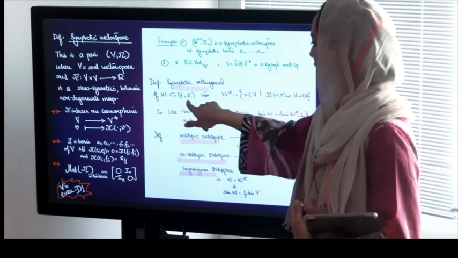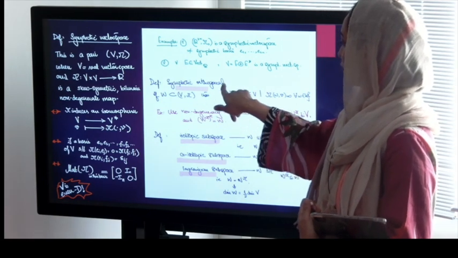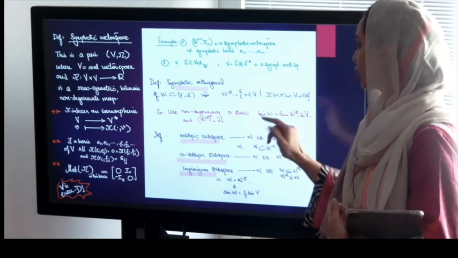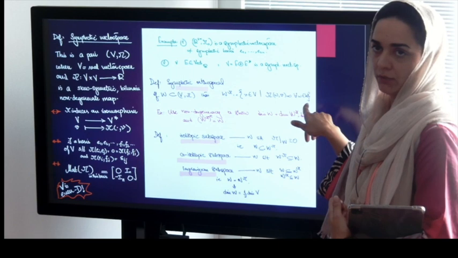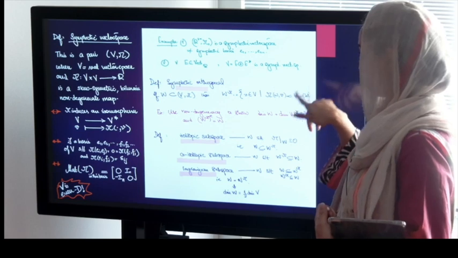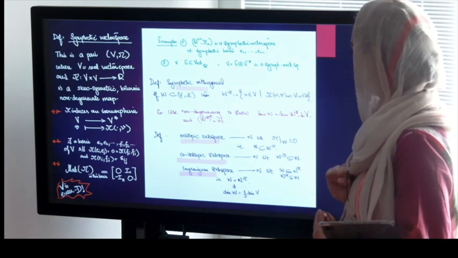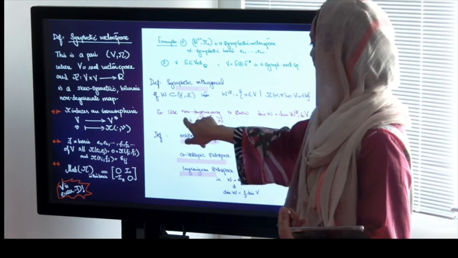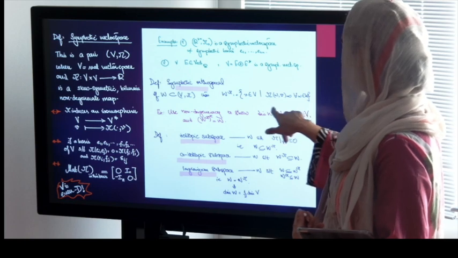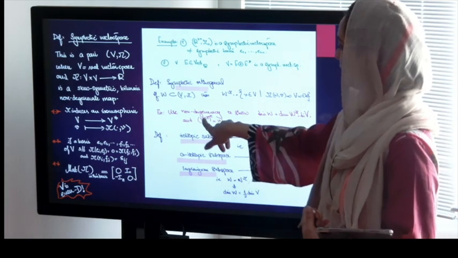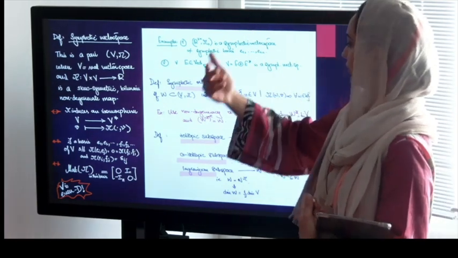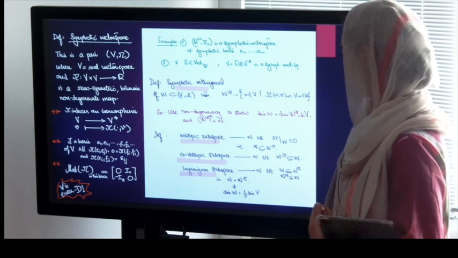If you have a subspace W, then you can define the symplectic orthogonal. That means all vectors in V which are symplectically orthogonal to vectors in W, so if you take omega of these two vectors, you get zero. A small exercise is to use the non-degeneracy to show that the dimensions add up to the dimension of V, and that if you take the orthogonal of the orthogonal, you get the same vector space back.